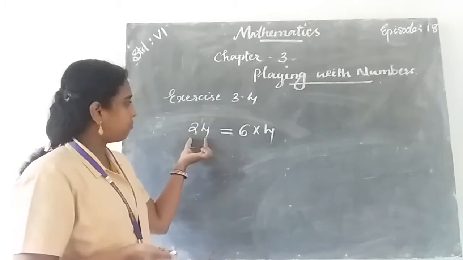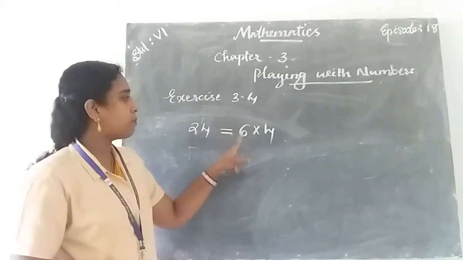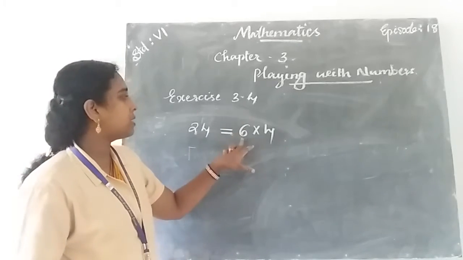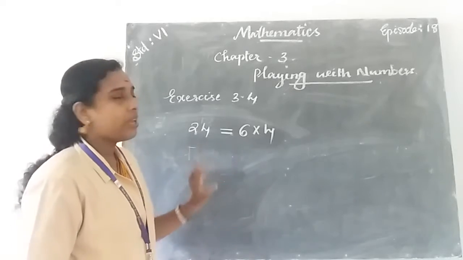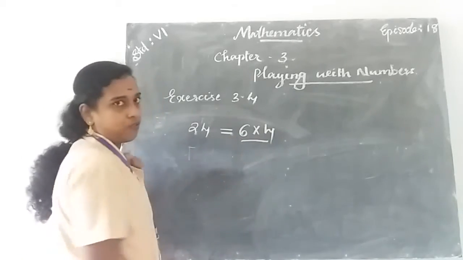We write 24 as the product of 6 and 4. Right? 24 as the product of any two numbers, that means 6 into 4. Then we can say that 24 is factorized as 6 into 4.